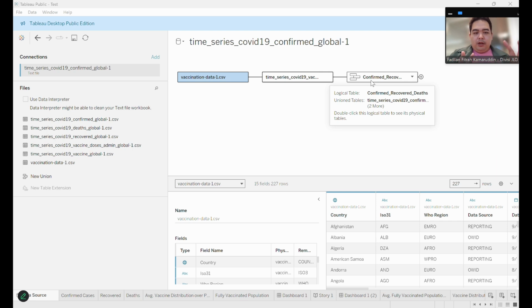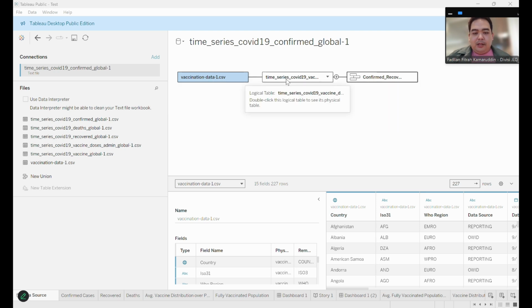So first, we try to union confirmed, death and recovered global CSVs into one column, and we also put a pivot operation as well, so it becomes a confirmed, recovered, death time series in here. Then we join it with vaccination data, the time series COVID vaccine admin global CSVs, with joins for dates and also for the countries as well.